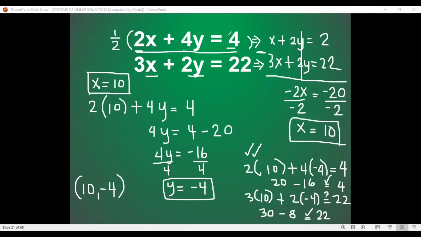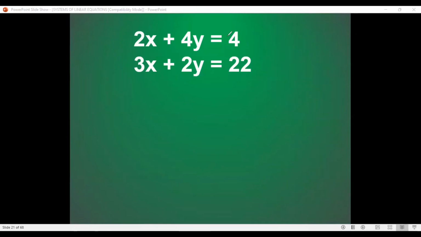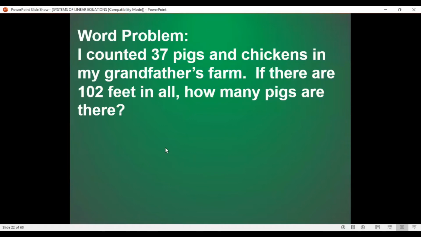Now, we will try to look into some problems that actually involve linear equations. So we have this word problem. I counted 37 pigs and chickens in my grandfather's farm. If there are 102 feet in all, how many pigs are there? So this is a certain case wherein we can solve this by having two variables.